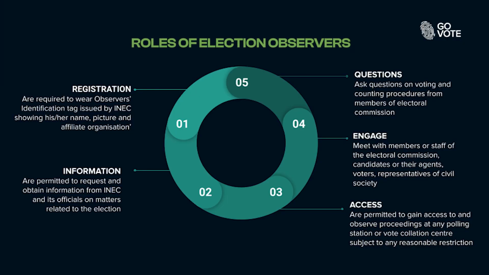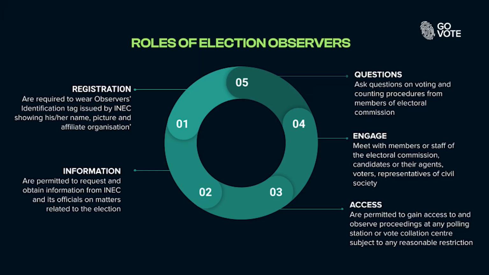There are 5 main roles that election observers can play. The first one is registration. Except you are registered with INEC, you cannot be an observer. So as civil society actors, as civil society groups, we must engage with INEC. We must liaise with INEC anytime there is a call for registration of election observers. And when we are registered as election observers, we have definite identification numbers, identification tags, and identification groups.